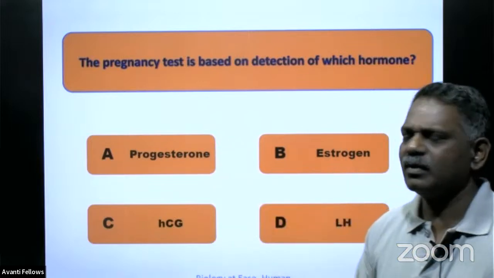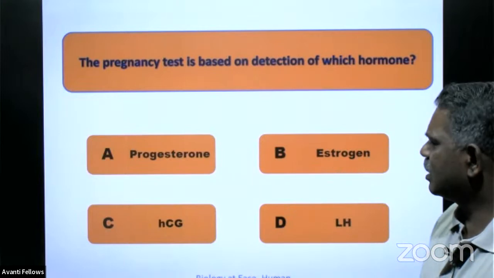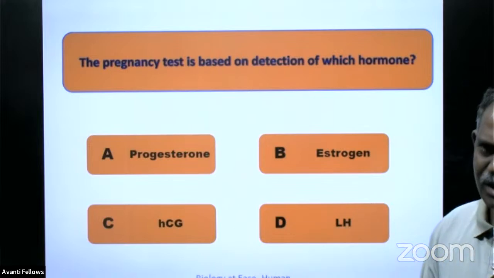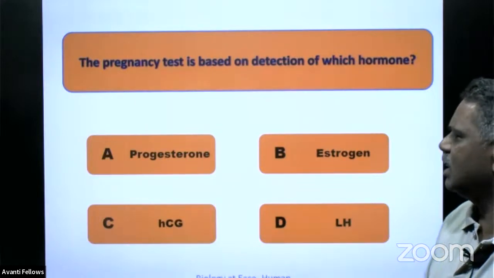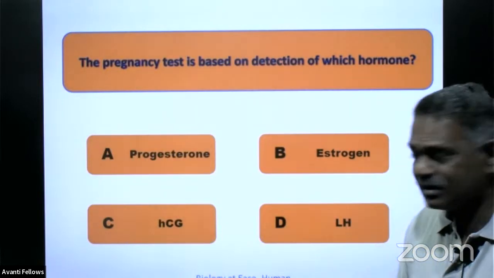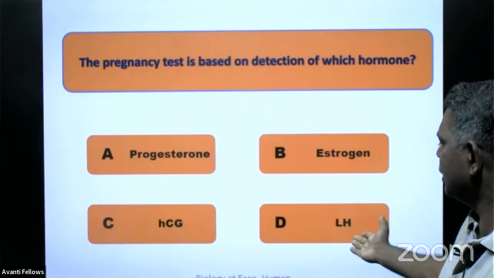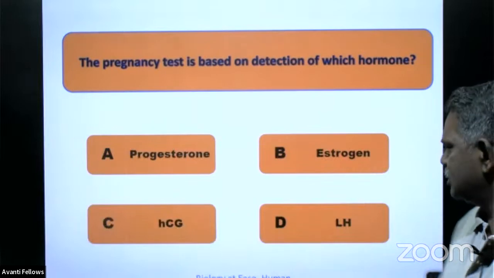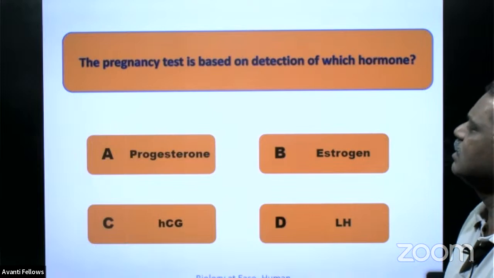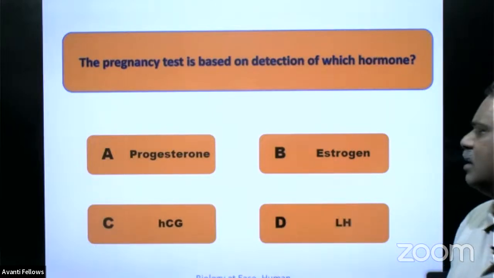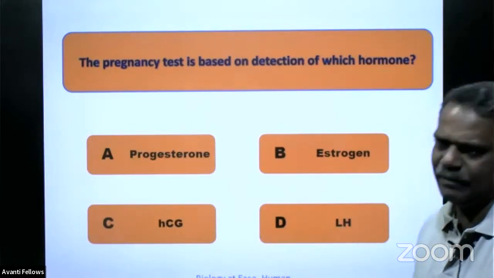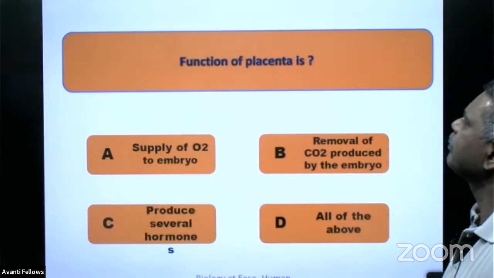Is it progesterone, or is it estrogen, or is it HCG, or is it LH hormone? Once again, these options: A is progesterone, B is estrogen, C is HCG, and next D is the LH hormone, luteinizing hormone. Find out the correct answer from these options and write it in your notebook or on paper: A, B, C, or D. Then move to another one.